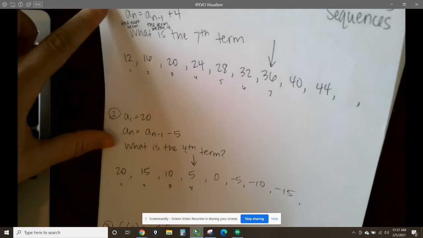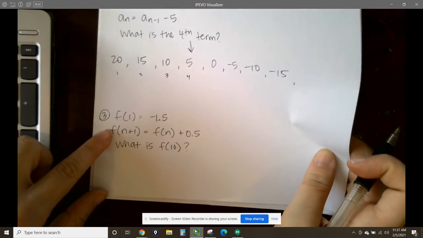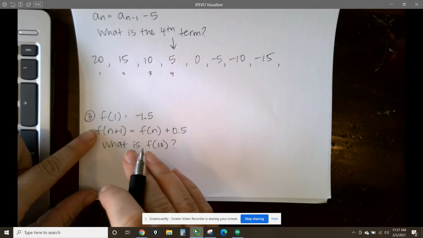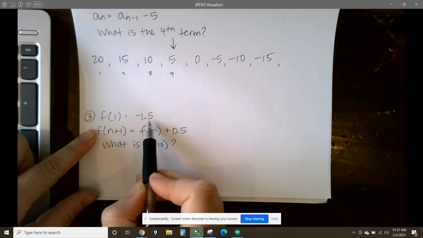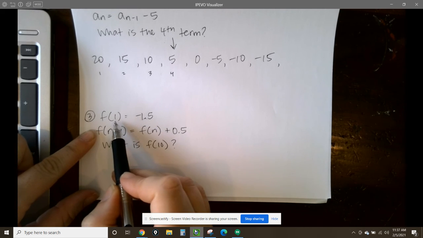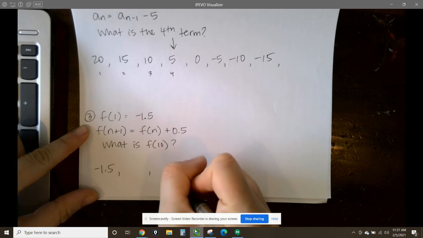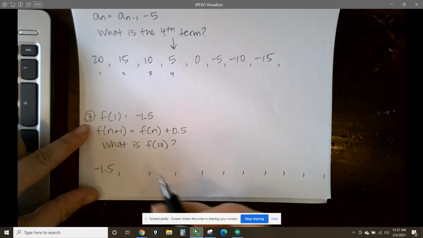Okay, now that we kind of feel like we have a good handle on these A's, they changed the way they write it to this function notation. But it is the same process. They just wrote it differently, okay? So f of 1 equals negative 1.5. This means the first term is negative 1.5. So I'm going to write that down, negative 1.5. I'm still making a big list of numbers here. They just have f's in them now.